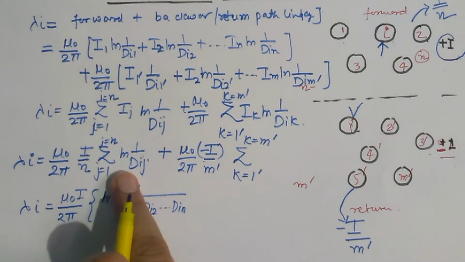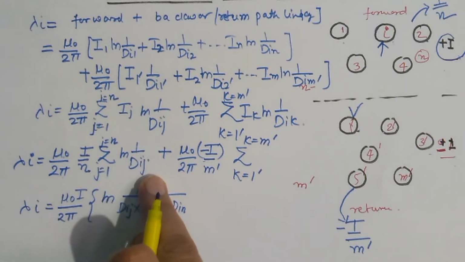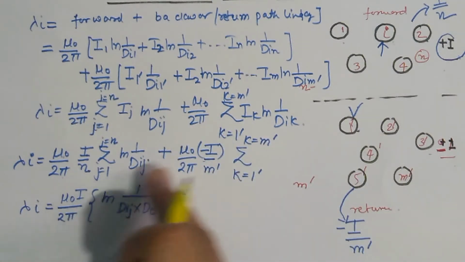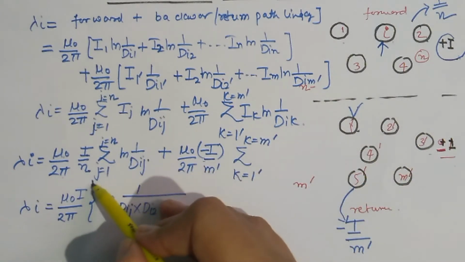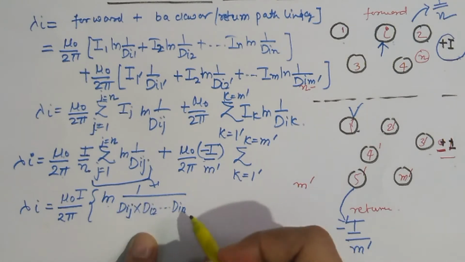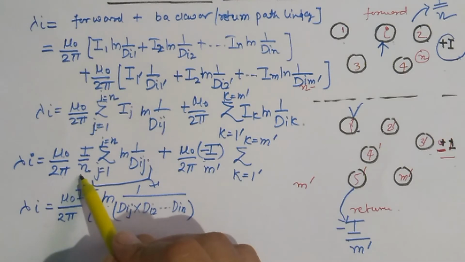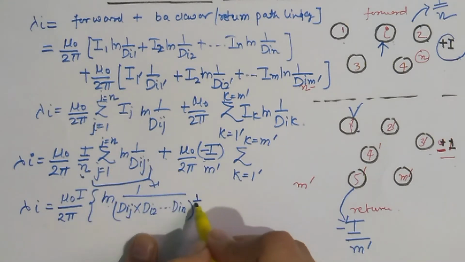See, if we expand this, then we will get log 1 upon di1 plus log 1 upon di2 plus log 1 upon di3, and log a plus log b is equal to log ab. That's why we are writing this expansion of this expression as this. So log 1 upon di1 into di2 up to din, and the power of this, taking this n inside the log, we will get 1 by n.